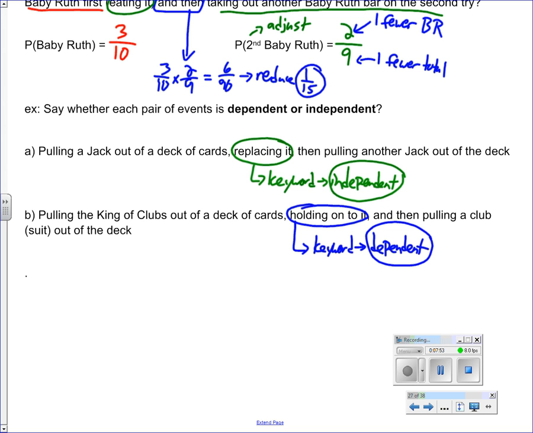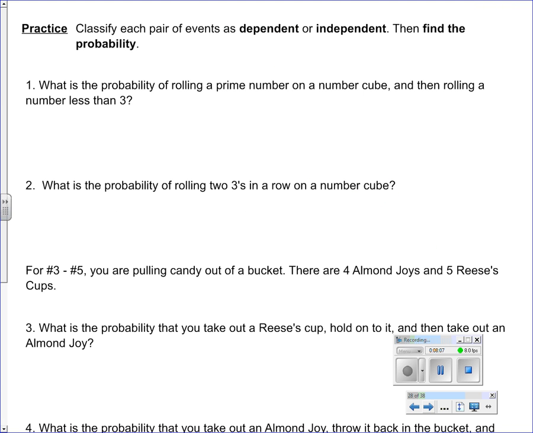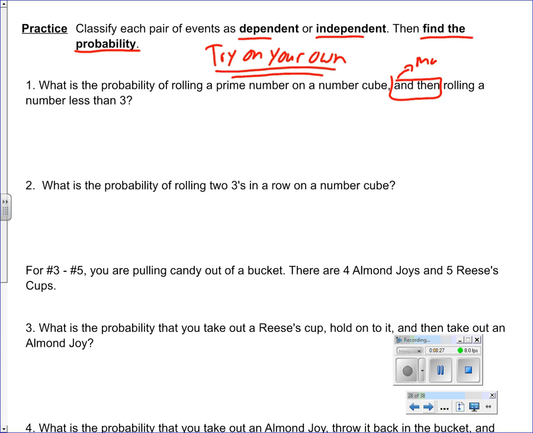So that's one way to be able to tell the difference between independent and dependent events. Mainly we're looking for whether one event happening changes the probability of the other event happening. On the back here, there are some of these for you to try on your own. Practice classifying whether they are dependent or independent, and also finding the probability. Remember that whenever it says "and then," you're going to be multiplying.